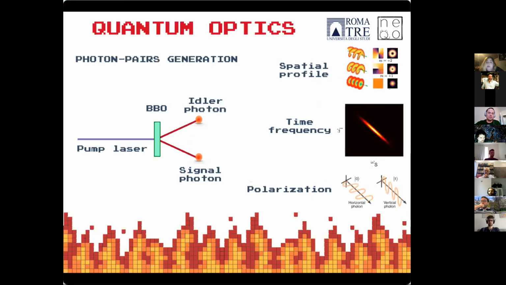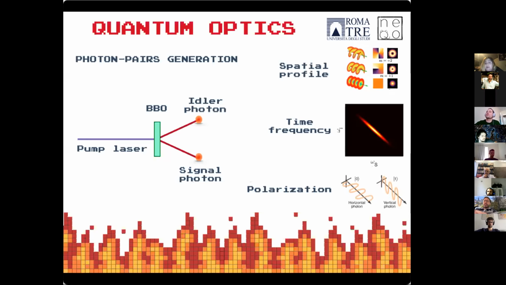Okay, so once you have your photons, you can control and encode the information you want in different degrees of freedom. For example, you can use your spatial profile, and in this case, you can choose as a basis, for example, orbital angular momentum modes, or you can encode your information in the time-frequency domain. And if you do so, you already know that, as I told you, your photons are anti-correlated in frequency, so you basically get entanglement in time-frequency for free while you generate your photons.